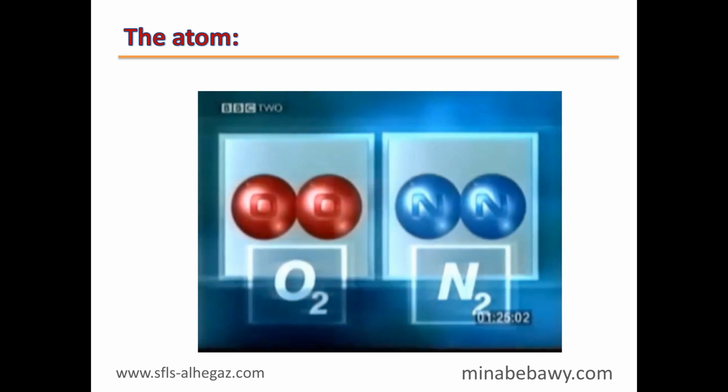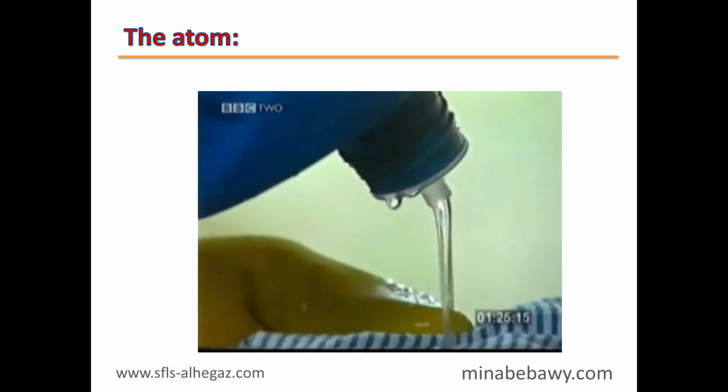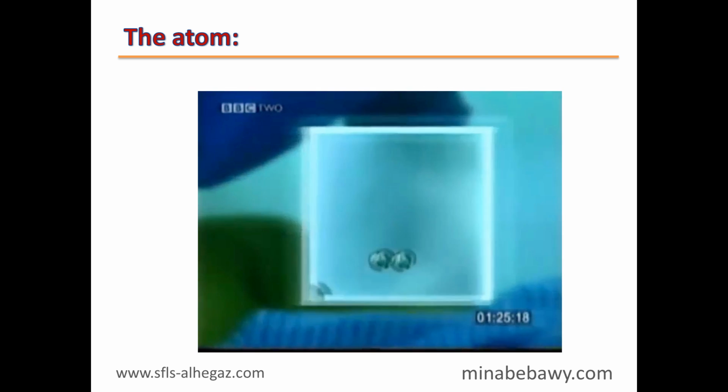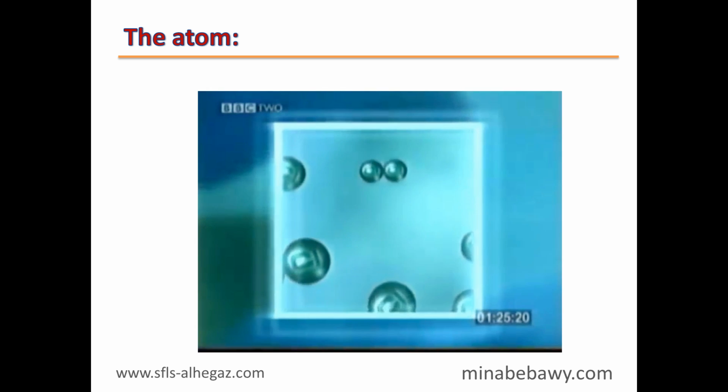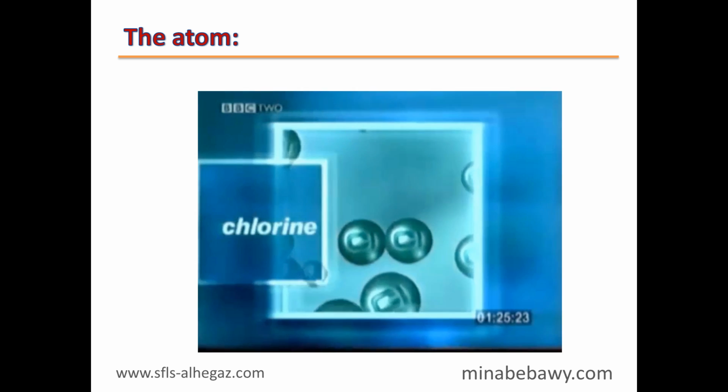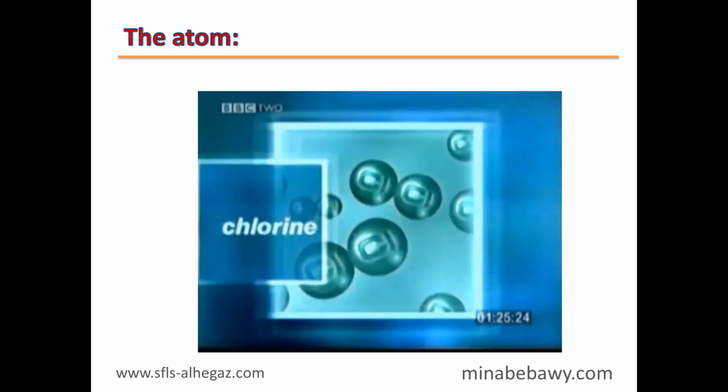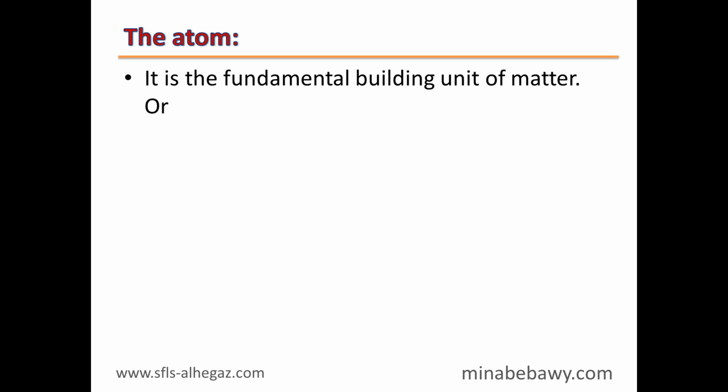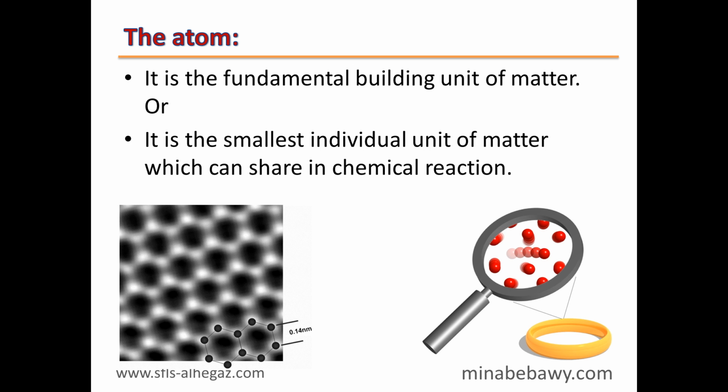Oxygen molecule is formed of 2 oxygen atoms. Nitrogen molecule is formed from 2 nitrogen atoms. Even this cleaning liquid, which is chlorine, is formed of chlorine molecules, which is formed of 2 chlorine atoms. So what's meant by atom? Atom is the fundamental building unit of matter, or we can say it is the basic building unit of matter. Or atom is the smallest individual unit of matter which can share in the chemical reaction.